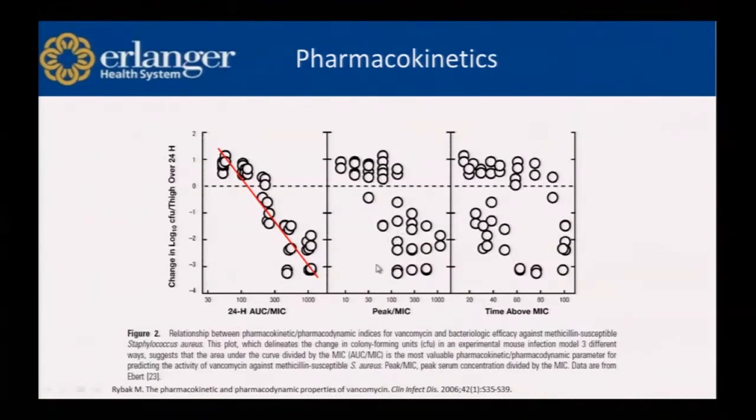In the center portion of this graph, we have the peak concentration over the MIC. As you can see, there's not a great correlation between increase in peak concentration and bactericidal efficacy against MSSA, and that's depicted. You don't see really any kind of linear trend here. And if we move to the far right, you have time above MIC. So harking back to that graph, it's the amount of time you are above that MIC level. There's no correlation in time over MIC with vancomycin's bactericidal efficacy.